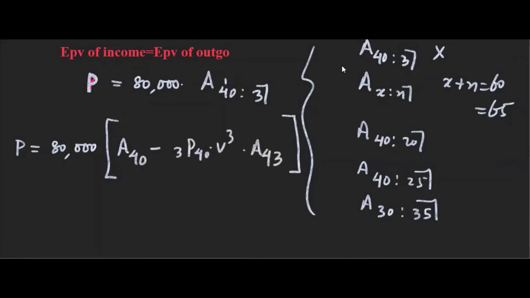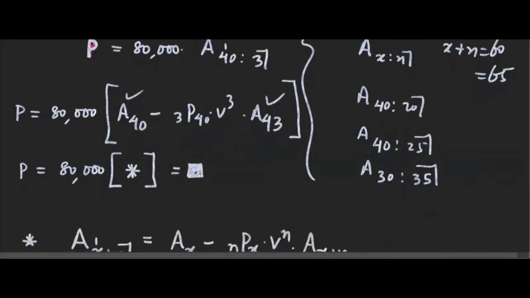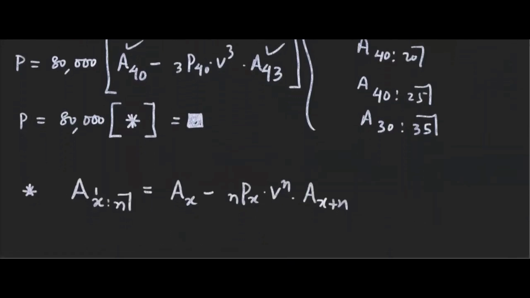Okay, so now if you want to find its value, 80,000, this one, see the table. This one you get from the table, this one you get from the table. v you can get from 6%, 1.06 power minus 3, and this one you can use the L table, L43 divided by L40. So once you know this, then you multiply with this one, you will get this answer. That's all. So remember this formula. We'll do it in the next class. This is a formula you need to remember now.